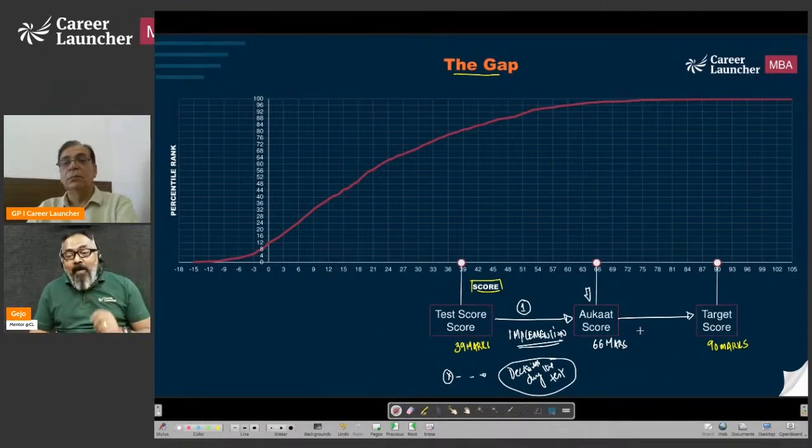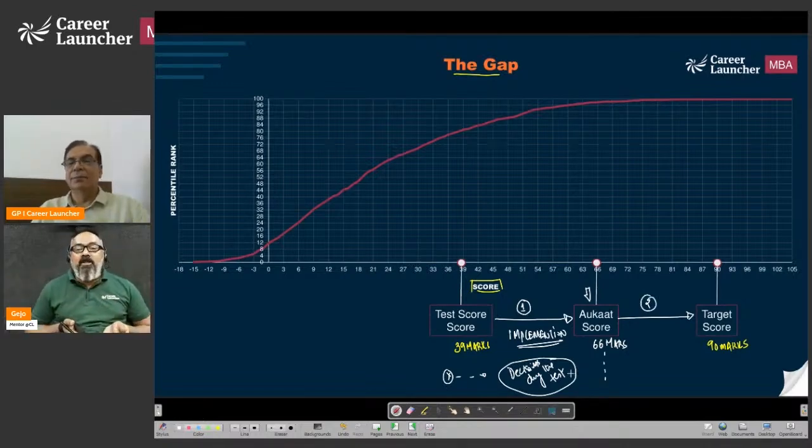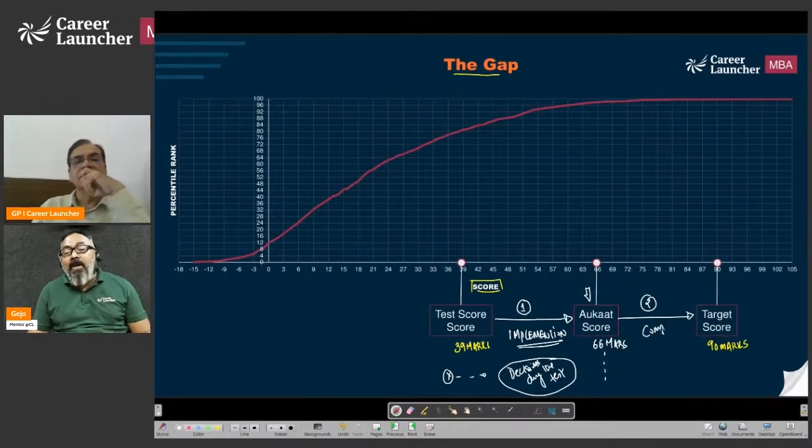The next gap, this gap is a different gap. This is my limit, meaning even if I had all the time in the paper, I am only going to reach 66 marks. But if I have to now move to 90 marks, I have to get more competence. I will have to study something. I have to add a little more skills here. This is a competence gap.